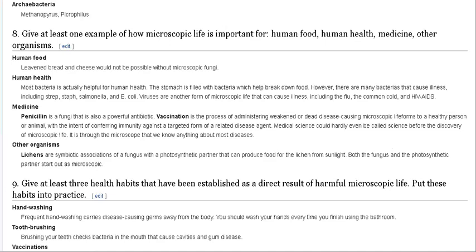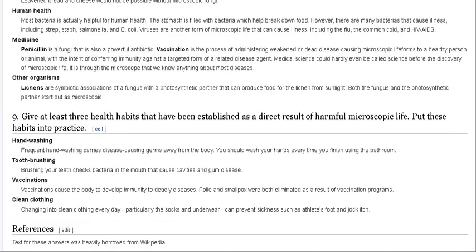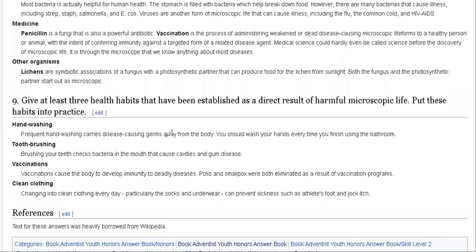Give at least 3 health habits which have been established as a direct result of harmful microscopic life. Put these habits into practice. Washing your hands. Okay, so COVID is another example of this, but washing your hands is important. Remember this. Brushing your teeth, of course, because of the streptococcus, I don't know if I pronounce it right, but you gotta remember the S bacteria.